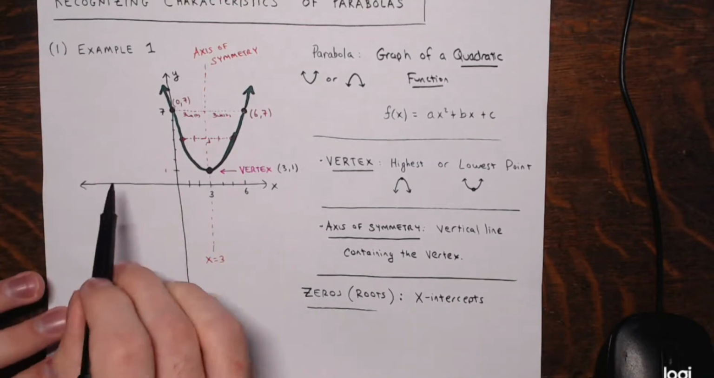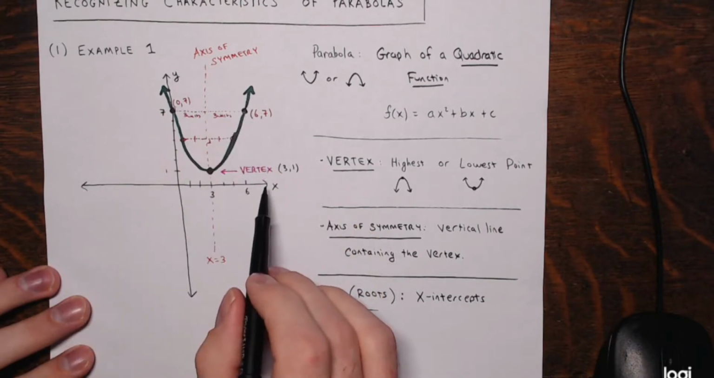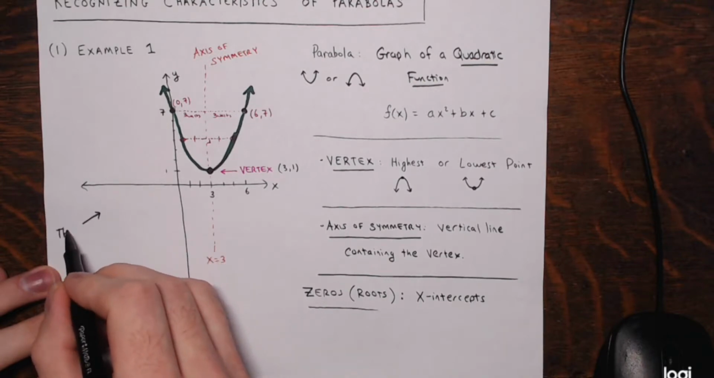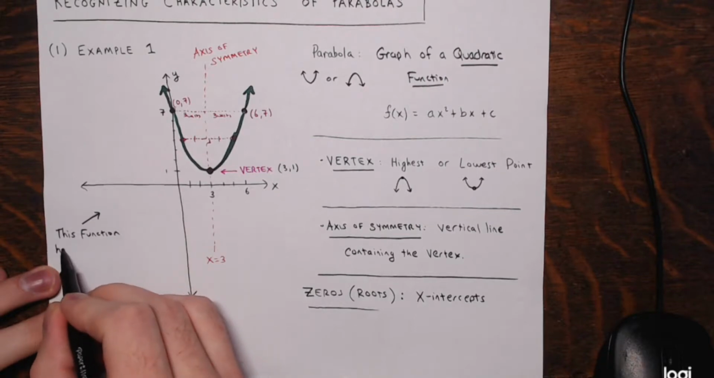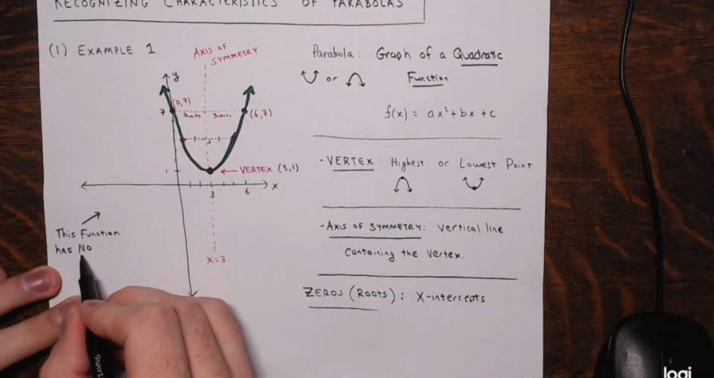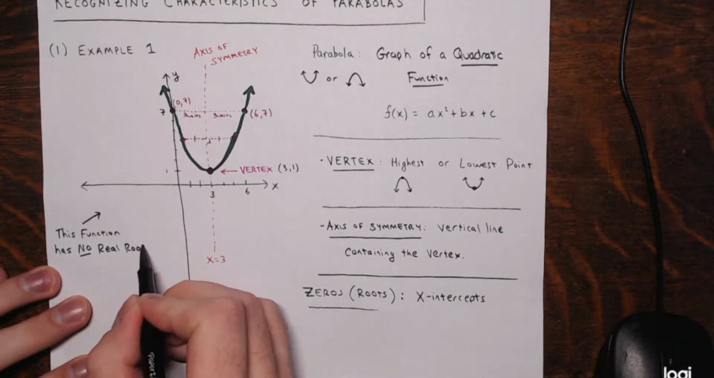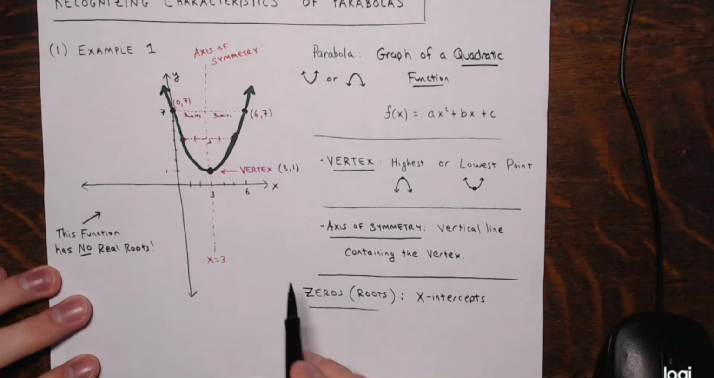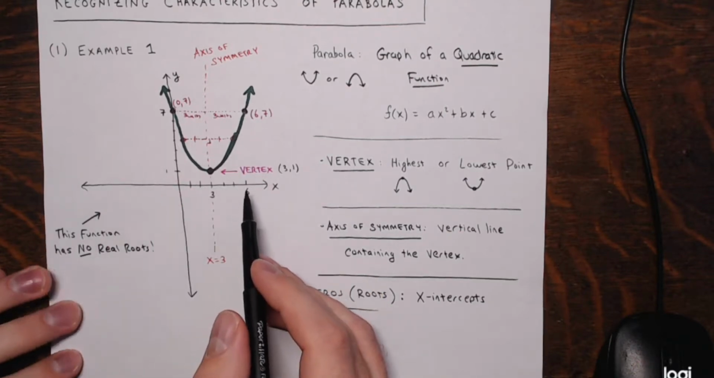Well, you see this graph here doesn't hit the x-axis. So we would say that this graph has no real roots, or no real zeros, because again, there are no x-intercepts. This graph does not touch the x-axis.